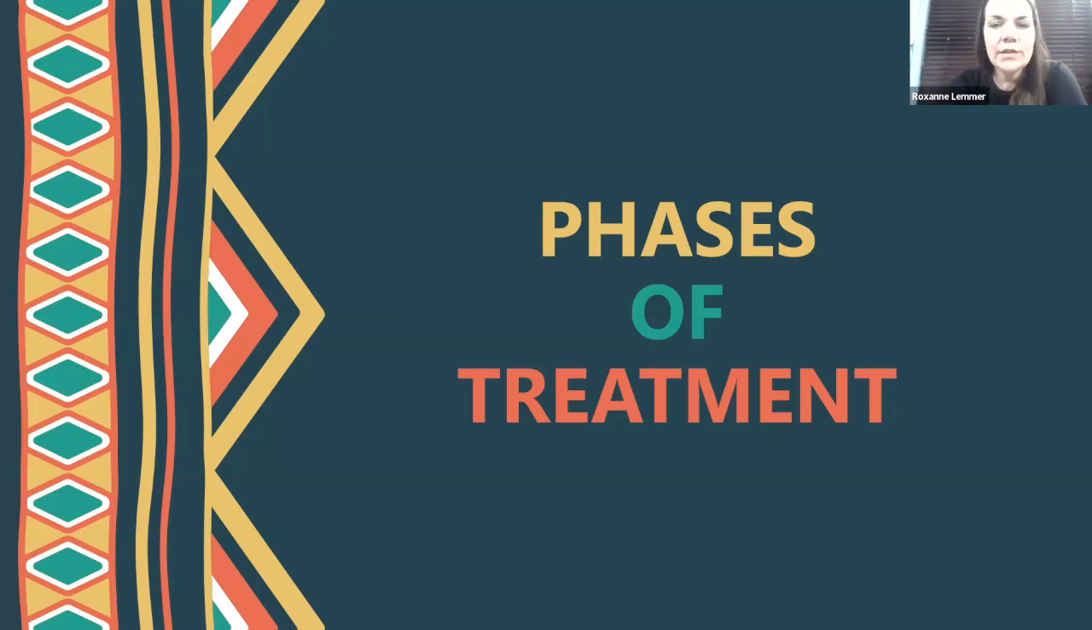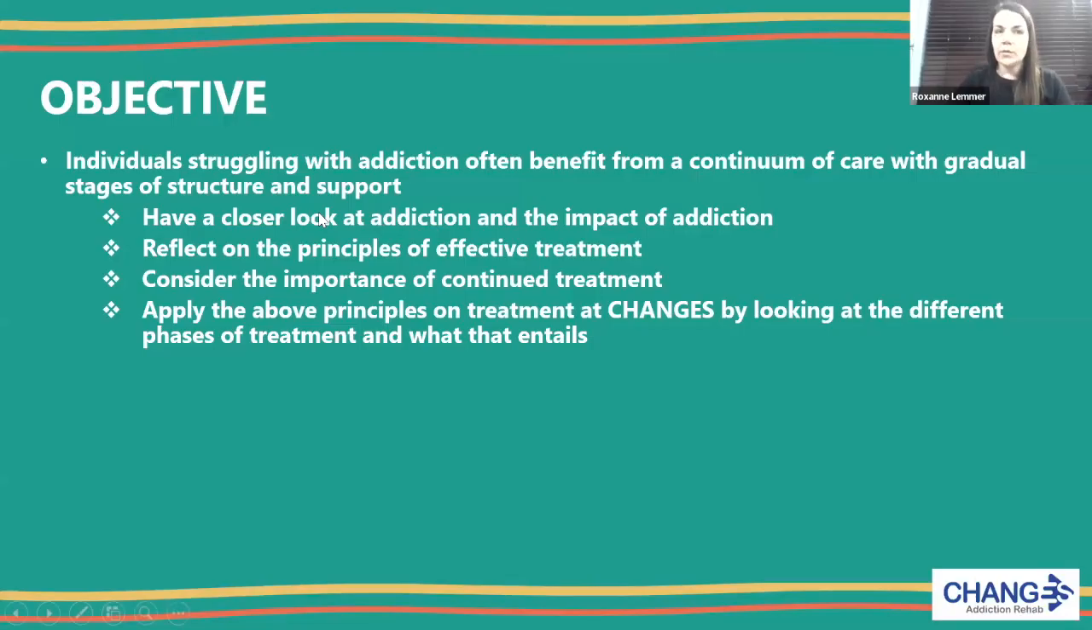So today's presentation, we're going to have a look at the phases of treatment. For some of you on this platform, you might be quite au fait with treatment terms, recovery terminology, etc. But for some of you, it might be quite a strange concept. As you can see in the objective, we want to have a look at these phases of treatment, what that looks like, and then also try and apply it to the Changes system. Individuals struggling with addiction often benefit from a continuum of care with gradual stages of structure and support.